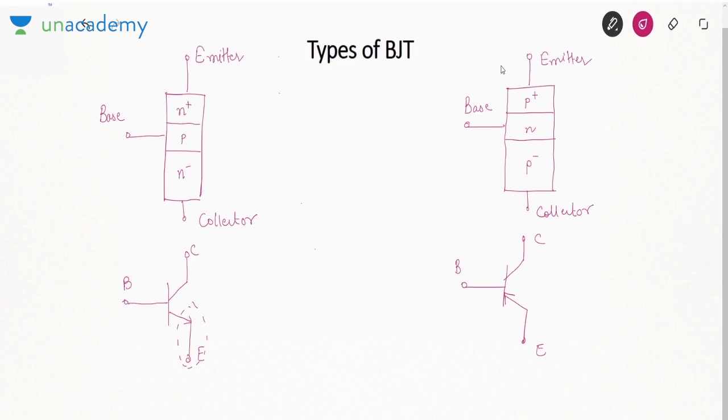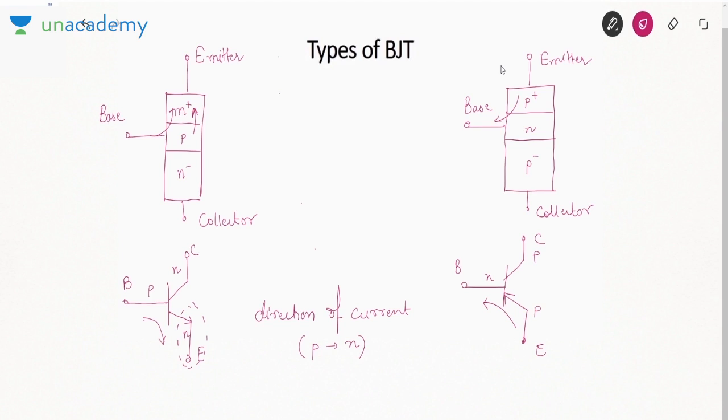And what about the direction of the arrow? The direction of the arrow is always from P to N. So P to N means base to emitter. Here P to N means emitter to base. So see this arrow, emitter to base, this arrow base to emitter. So what is this arrow representing? It represents the direction of current, and the direction of current is taken from P to N. So it shows N, P, N. And current will go from P to N in the PNP. So that is how we identify whether the transistor is NPN or PNP. You have to check the direction of the arrow.